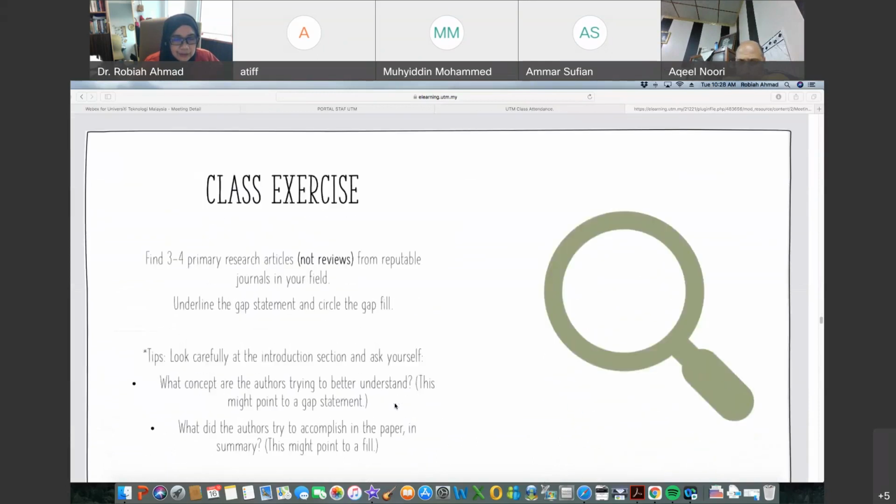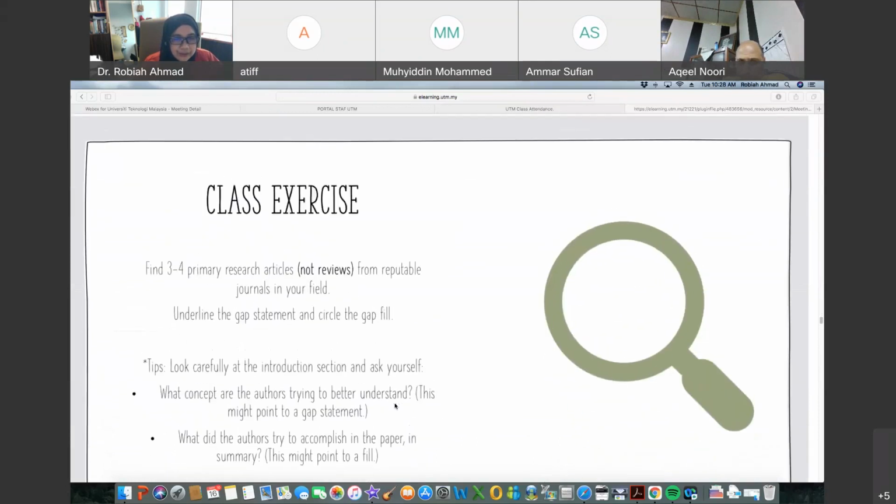Class exercise. This one I leave it at the end, if you look at my research plan just now. So you find 3 to 4 primary research articles, not a review paper. Primary meaning the ones that are really close to your research, from reputable journals in your field. So for this part, just do like the one I shared earlier in the slide.